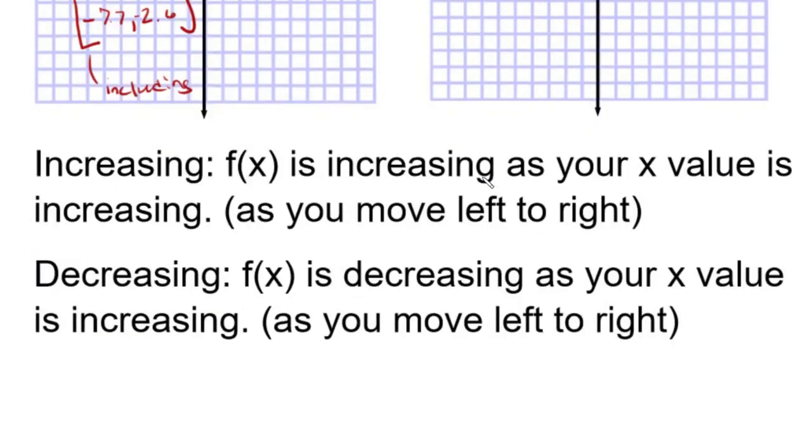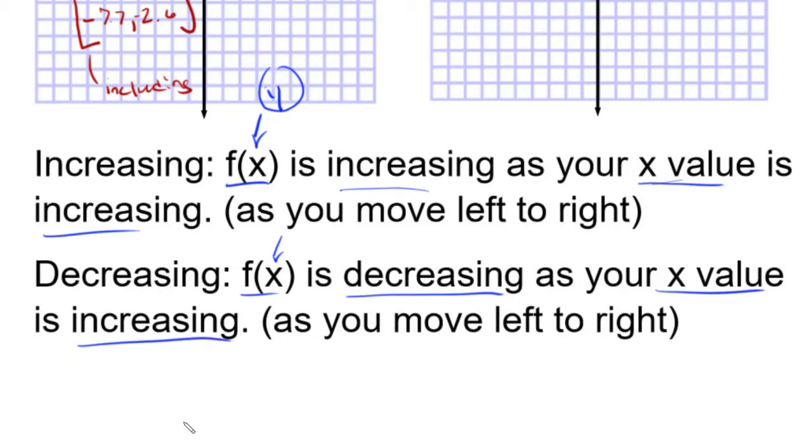So here are your definitions for any of you who want to write them down. f of x, an increasing function, is where f of x is increasing as your x value is increasing. And f of x is like y. So if y is increasing as your x value is increasing, then it's increasing. Then if y, or f of x, is decreasing as your x value is increasing, that means as you're going to the right, the graph is going down, right? As you look to the right, the graph goes down. Okay.